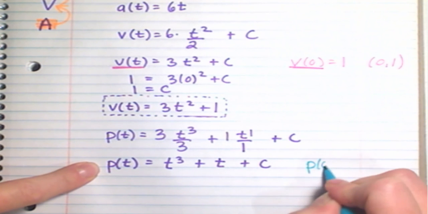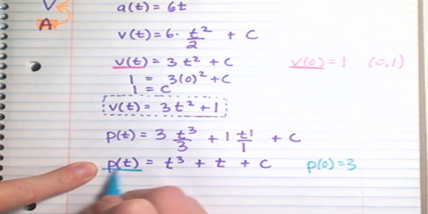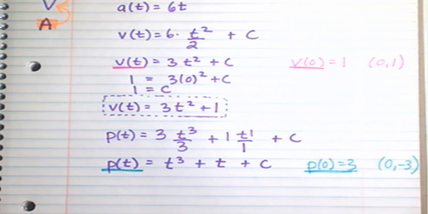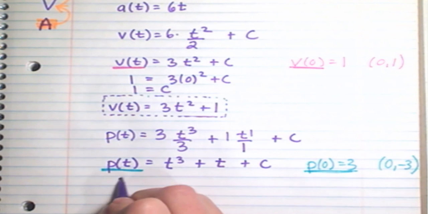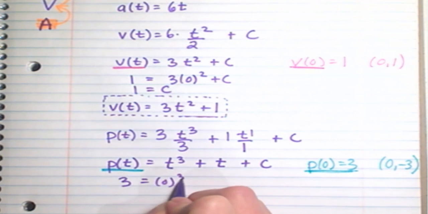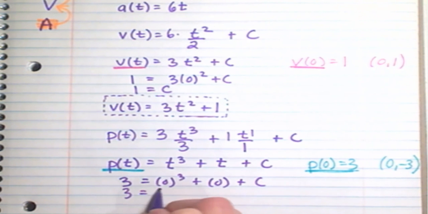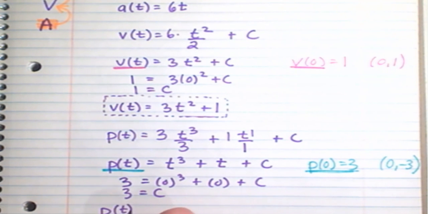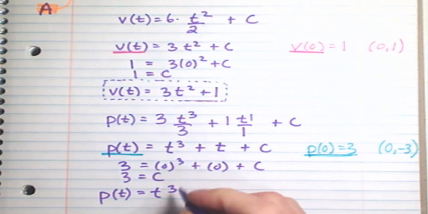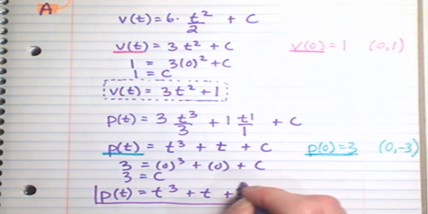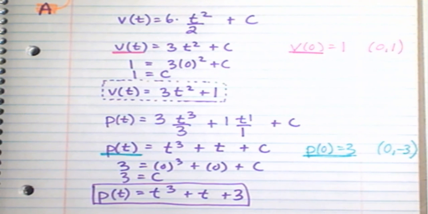You've got to make sure that you are connecting the correct points with the correct equation. So I'm going to go ahead and plug this in. So 3 equals, like I said, plugging in 0, super convenient. So position equals t cubed plus t plus 3. All right, that's going to get a big box because one of my questions was find position.